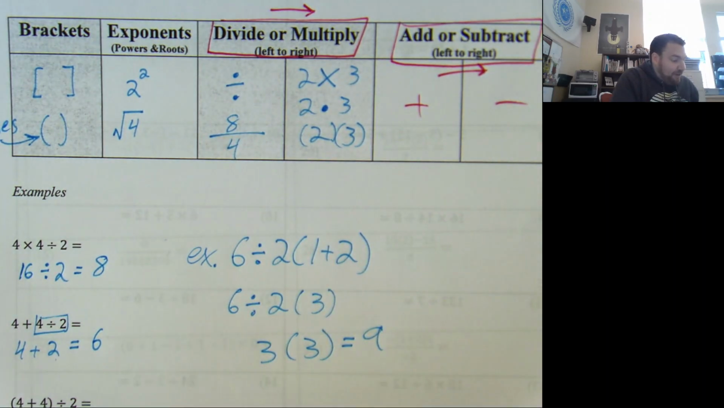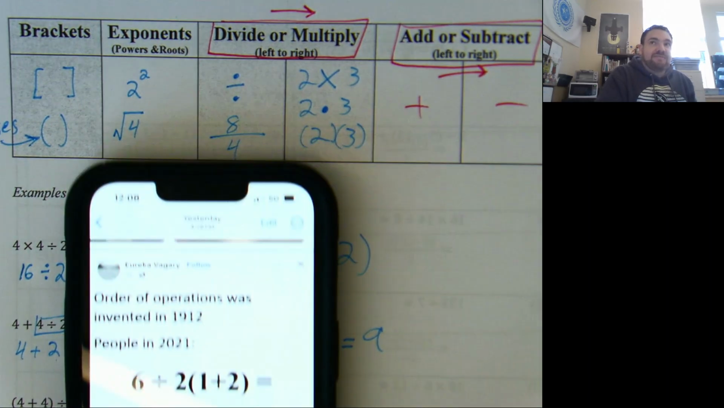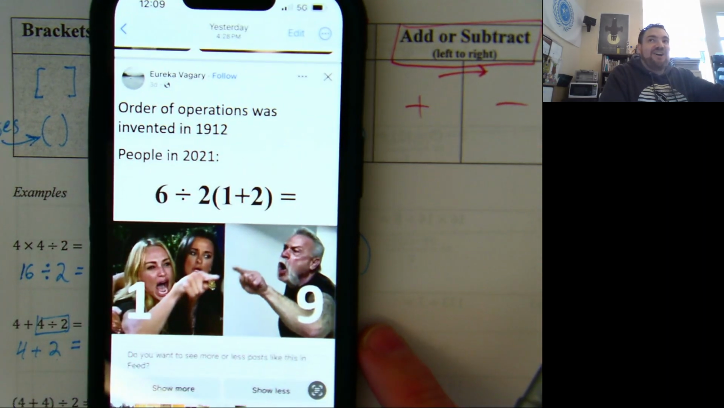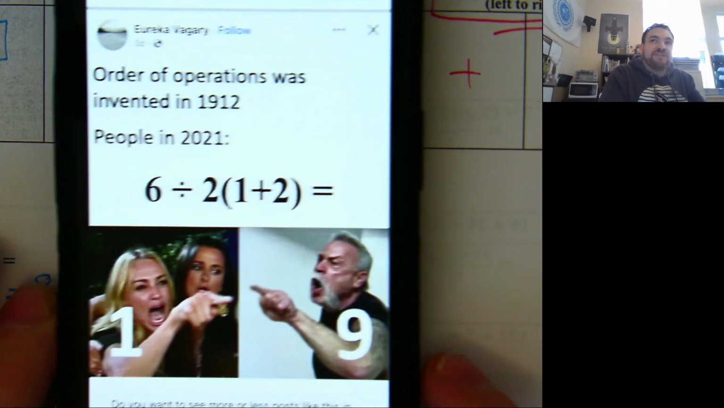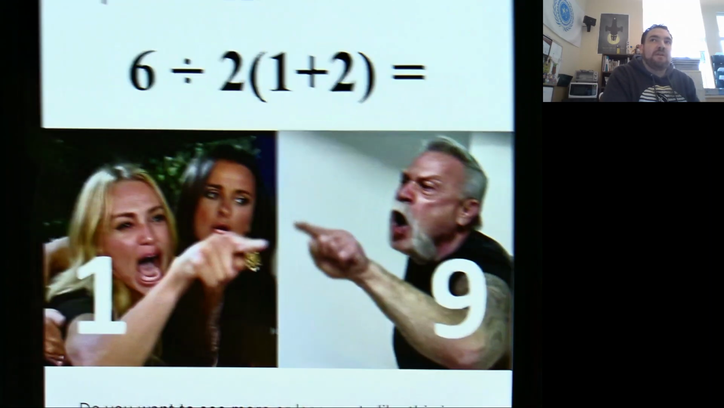You can actually see on my screen the time that I screenshotted it. This literally was yesterday. I saw this online. I follow a bunch of different math pages, and I saw this meme online, and I was like, maybe my students will appreciate this.